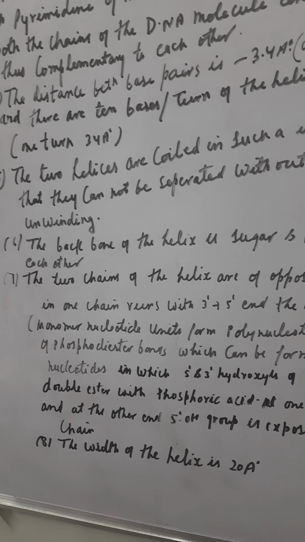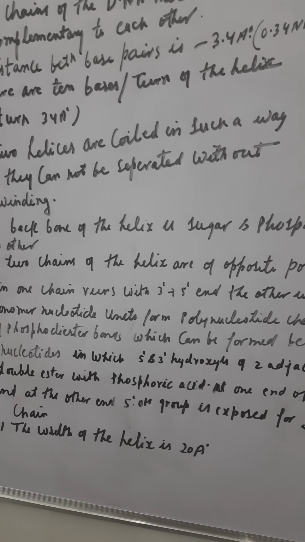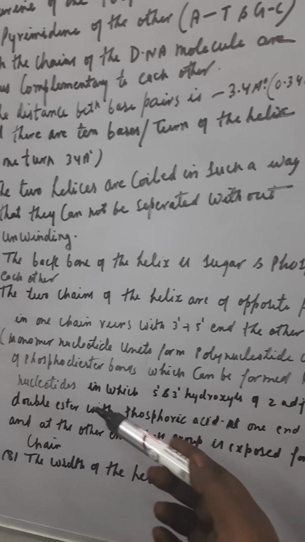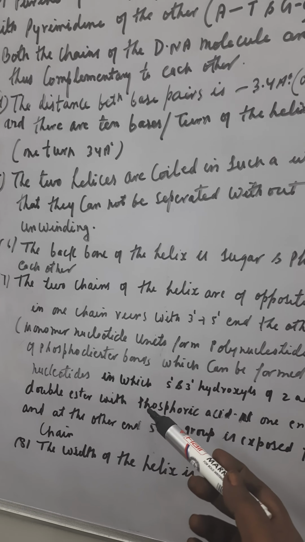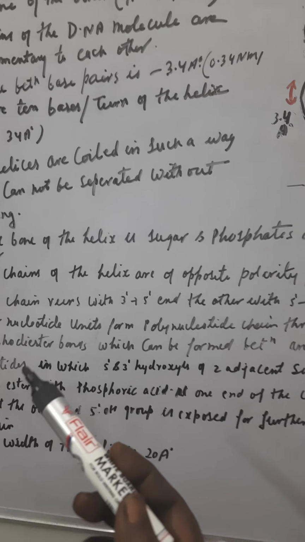Children, please see that diagram, page number 222, and just become familiar with the comments I have written for the polynucleotide chain. Then after that, the width of the helix is 20 angstrom. Here you can see that it is 20 angstrom.